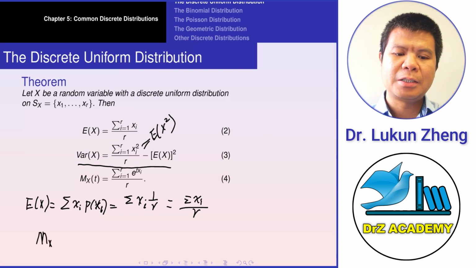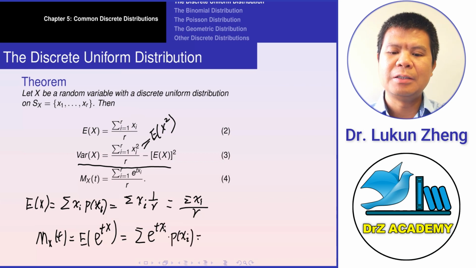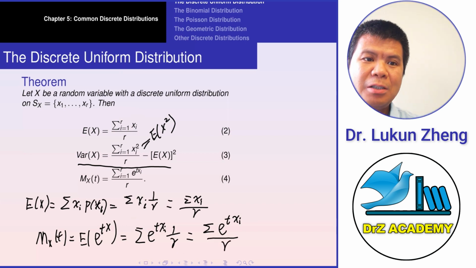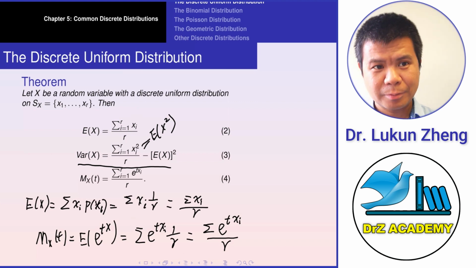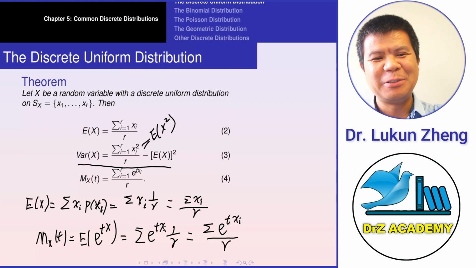And the moment generating function, you can also find it. M_x of t is the expectation of e to the power tx. That's the summation of e to the power t xi times P of xi, and these are all 1 over r. So that's the summation of e to the power t xi over r. So we have the expectation, variance, and moment generating function. With all these, it's pretty much everything we know about this discrete uniform distribution.